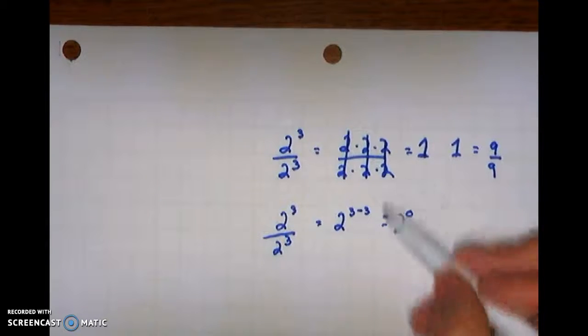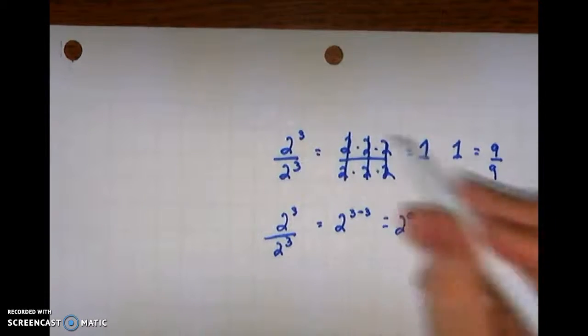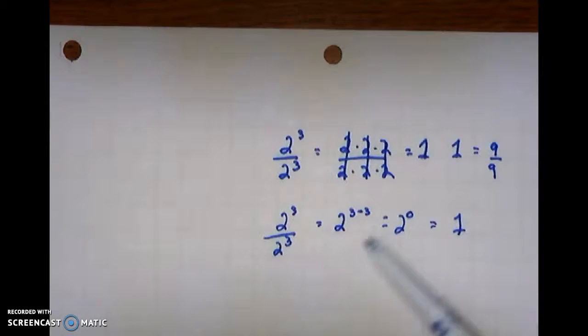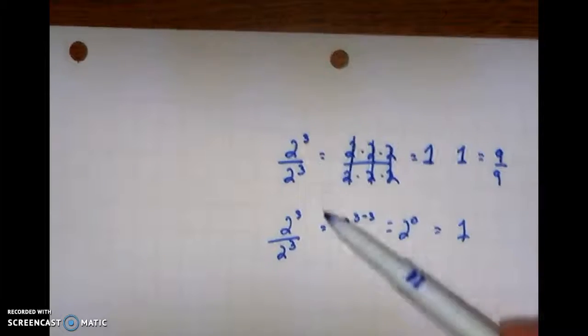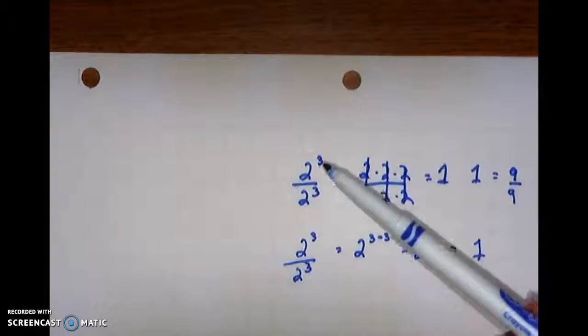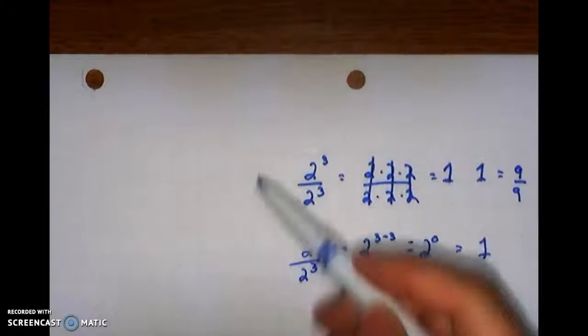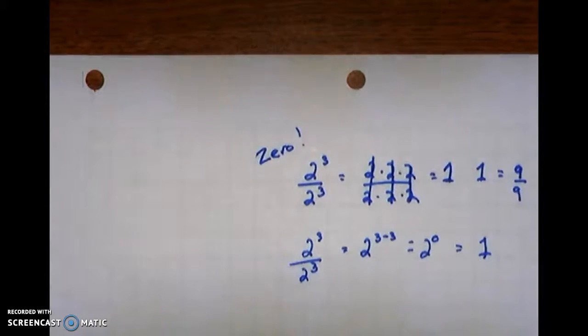Ooh, we're coming back to that 0 power again. And this is kind of the reason why. This is the proof of why we can say anything to the 0 power is 1. Because that would be like saying something divided by itself. That's always going to be 1. Think about this when you're looking at zeros. Okay?